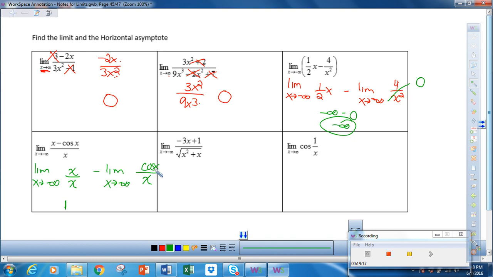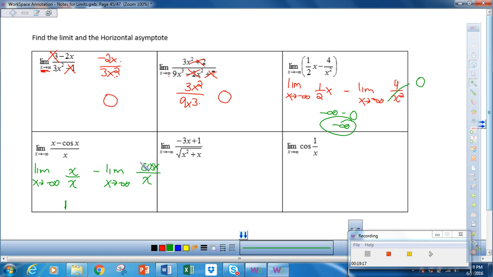What's going on over here? Well, recall cosine x is bounded between negative 1 and 1. Cosine x will never get any higher than 1 or lower than negative 1. However, this x is just getting bigger and bigger and bigger. So we're either dividing at the most 1 by a trillion, or we're dividing negative 1 by a trillion. But it doesn't matter, because in either case, we're going to get 0.